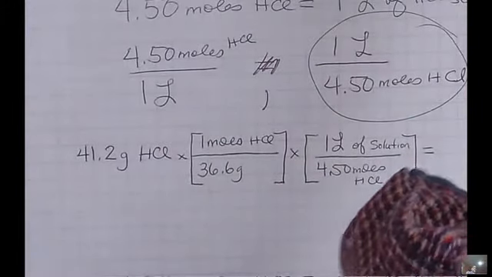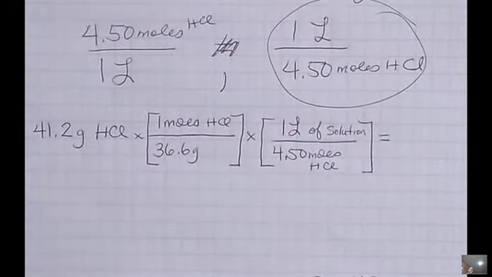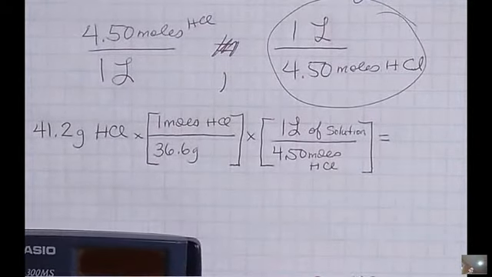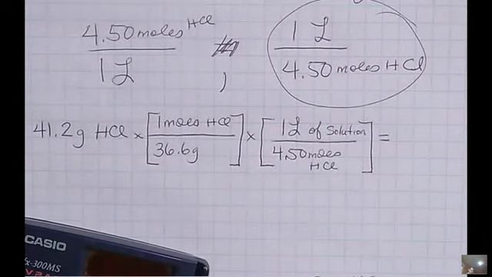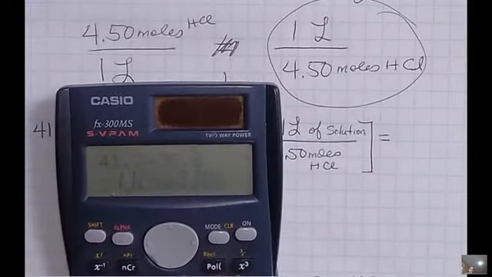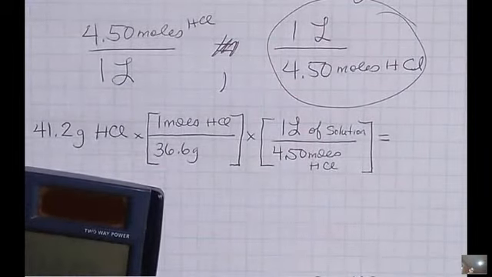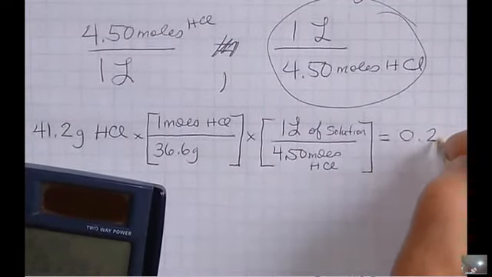Okay, and then the last step is it's probably going to give me a small number. I'll convert it to milliliters because that's more handy. But for right now, let's just get the answer in liters. Okay, so I have 41.2 divided by 36.6. And then take that answer and also divide it by 4.50. Okay, I get 0.25. I get a quarter of a liter.